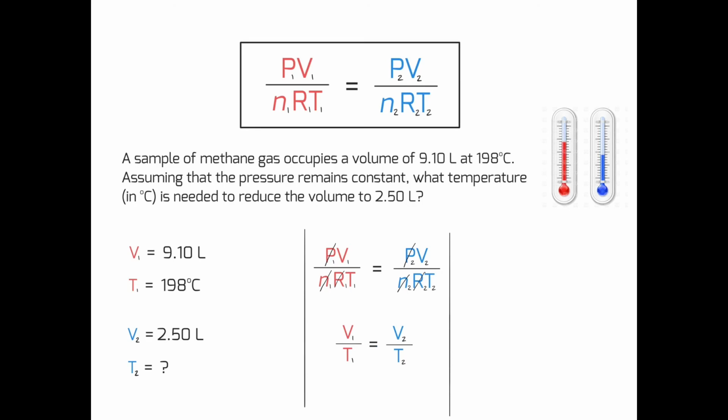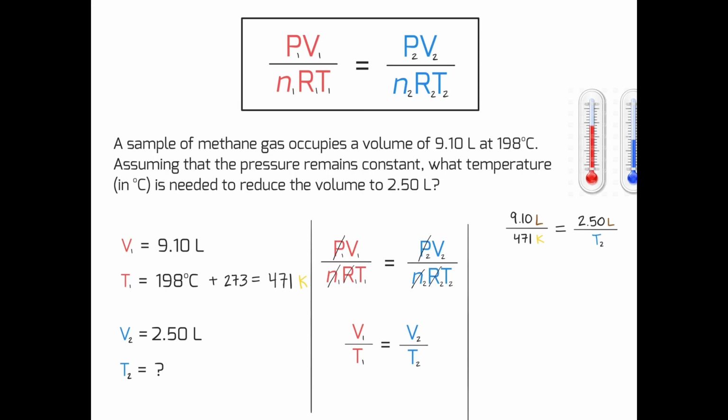But before we do that, we have to make sure that we have the right units. So we have our temperature here in Celsius, so we need to convert this to Kelvin before we can plug it in here. So to convert from Celsius to Kelvin, we add 273. And what we get is T1 equals 471 Kelvin. Now we can plug these values into our equation and solve for T2. So we have our V1 is 9.1 liters, our T1 is 471 Kelvin, our V2 is 2.50 liters, and we can solve for our T2.